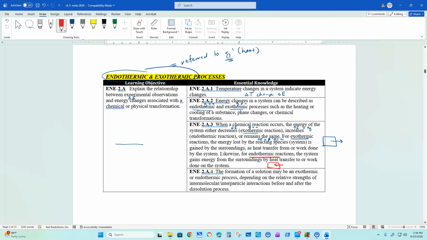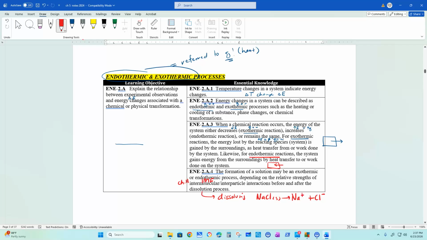The formation of a solution may be exo or endo depending on the relative strength of the intermolecular forces. We've talked about that, IMF, okay, aka chapter 11. Interactions before and after the dissolution. Dissolution is a fancy way of saying dissolving. So think about when salt hits water and I'm breaking it up into those ions, there is a temperature change. You don't realize there is, but there actually is. It's a small change, but there is.